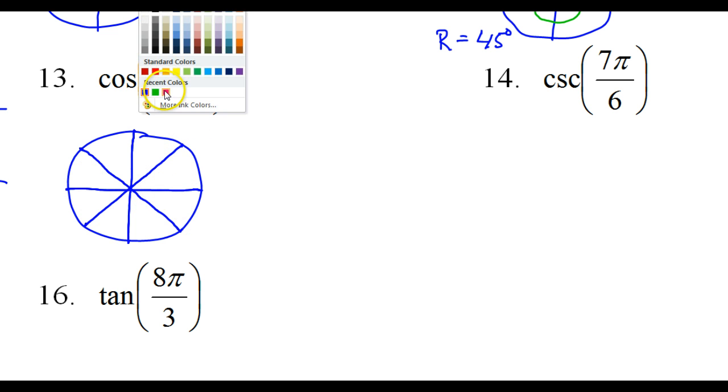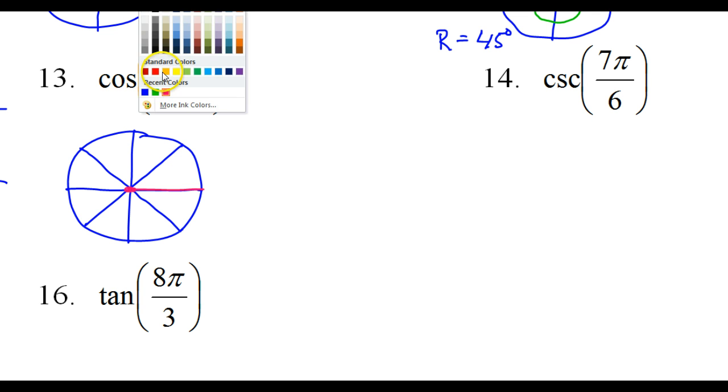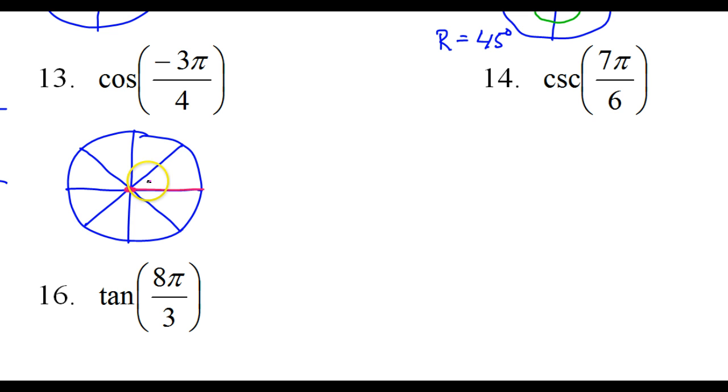Now, of course, we start off in standard position. It's negative, so we go clockwise, and we're going to go negative 3 pi over 4s. So from here, that's like this, 1, 2, 3.